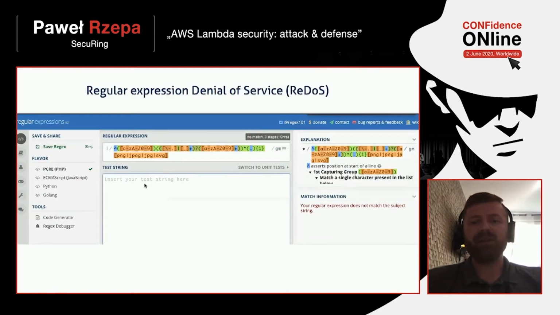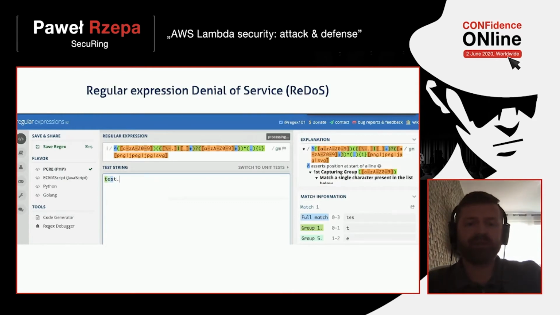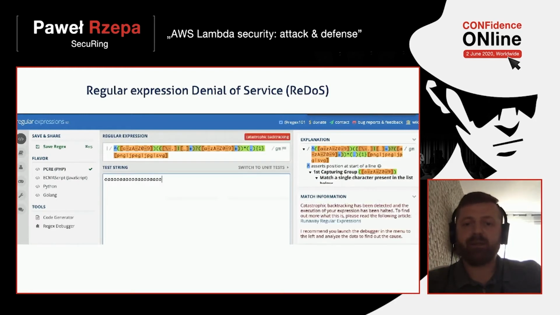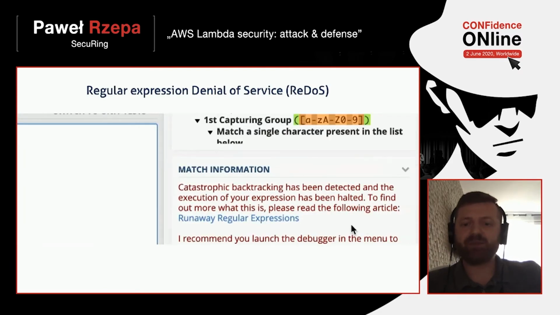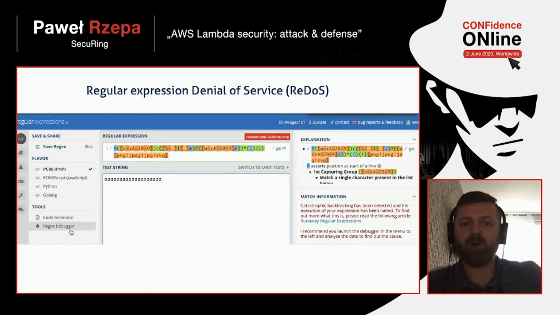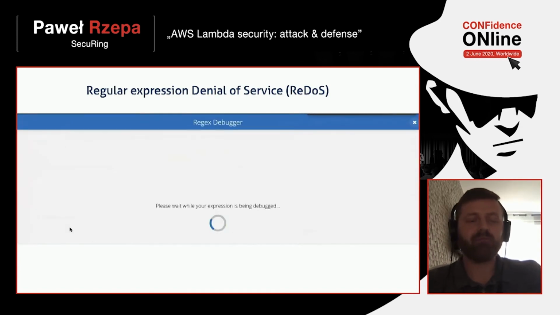So let's analyze this regular expression. As you can see, the word test correctly doesn't match. The word test.pdf also doesn't match, which is good for Bob. However, if a file is named with multiple A characters, then something bad happens: the catastrophic backtracking. Now, what is it? Let's go to the regex debugger.